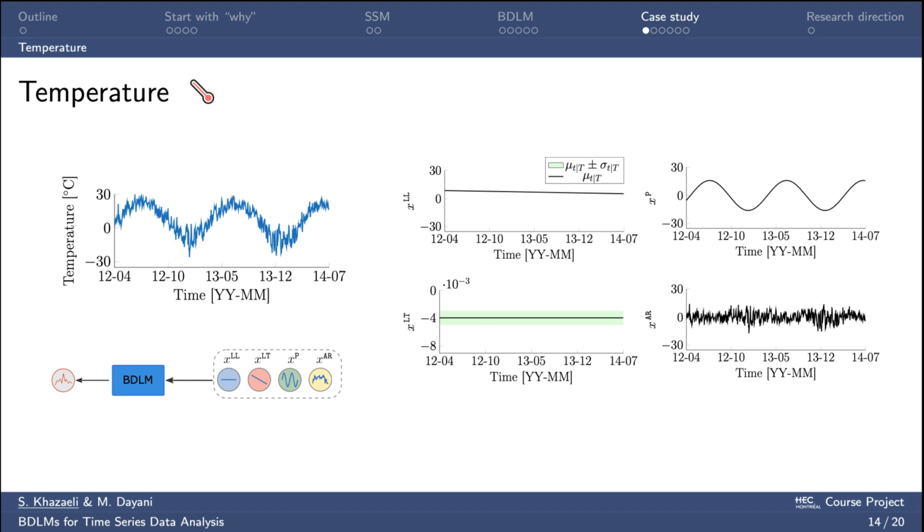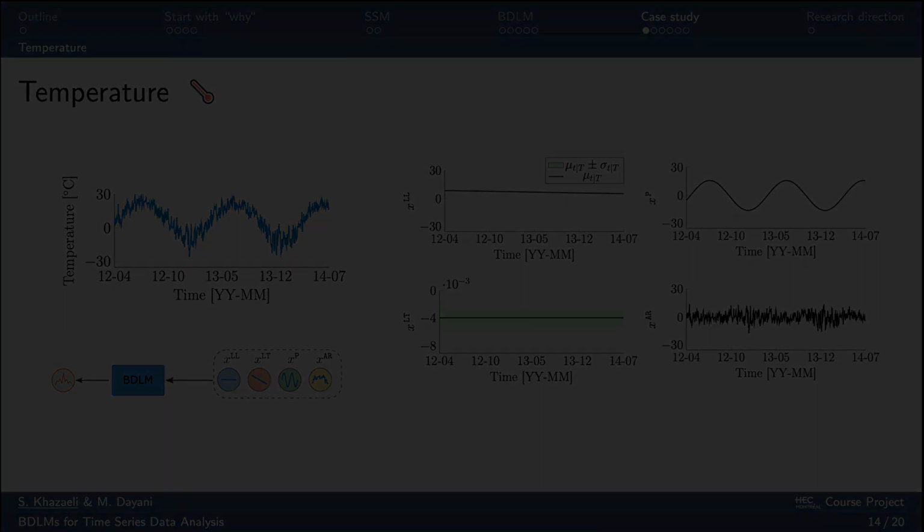On the top right, you see the annual periodic pattern, and in this case, it is a fluctuation of the temperature in different seasons. On the bottom right, you see the autoregressive process. It shows time-dependent errors. You see that it is stationary and there is no other significant pattern in the time series data.